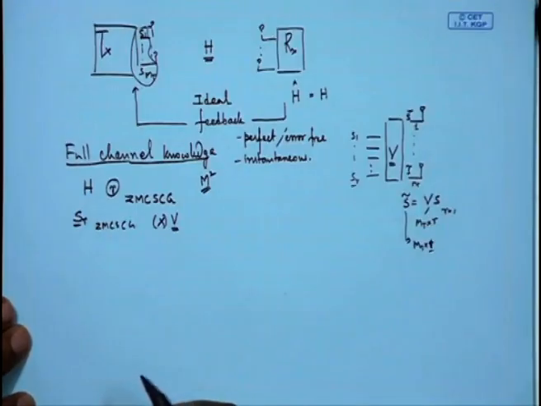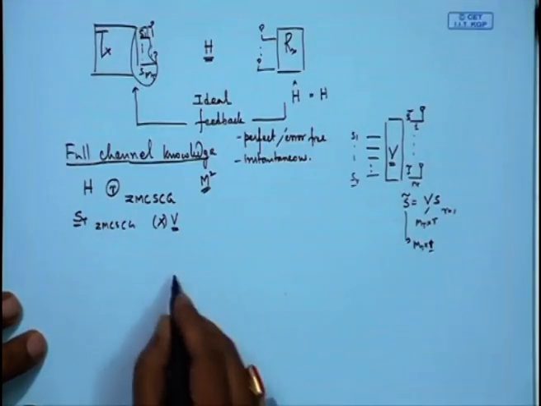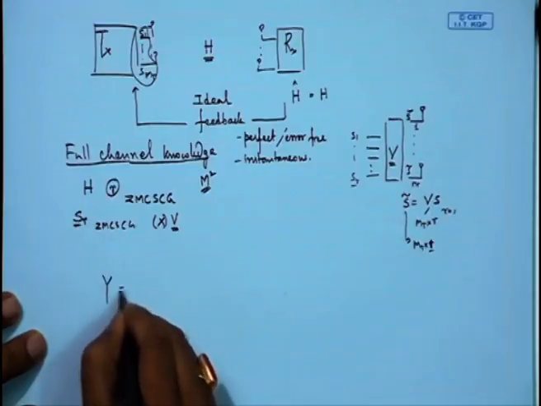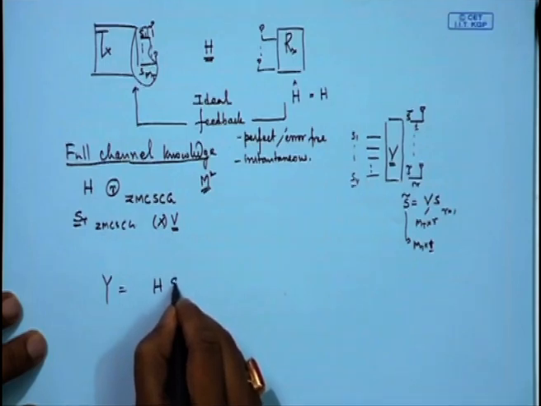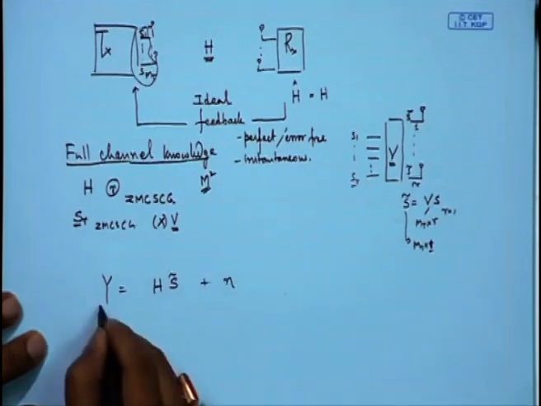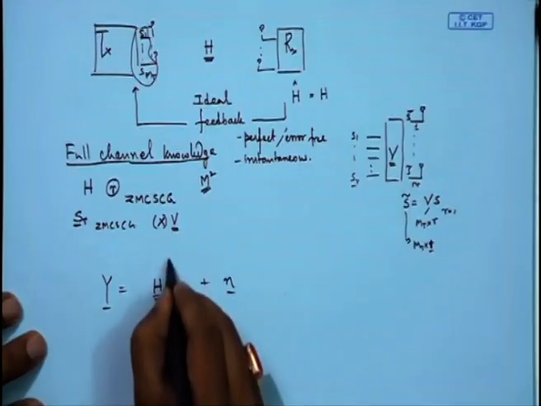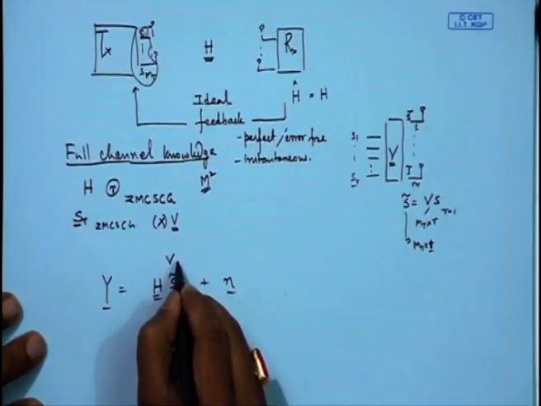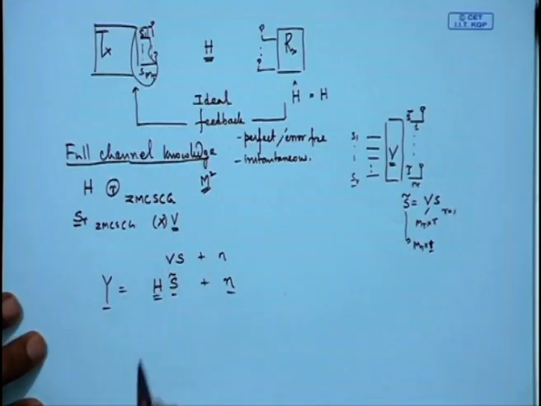This is being transmitted. So the signal at the receiver would be our normal form y equals H S tilde plus noise, y indicating matrices and vectors. So S tilde is basically V times S, plus noise.